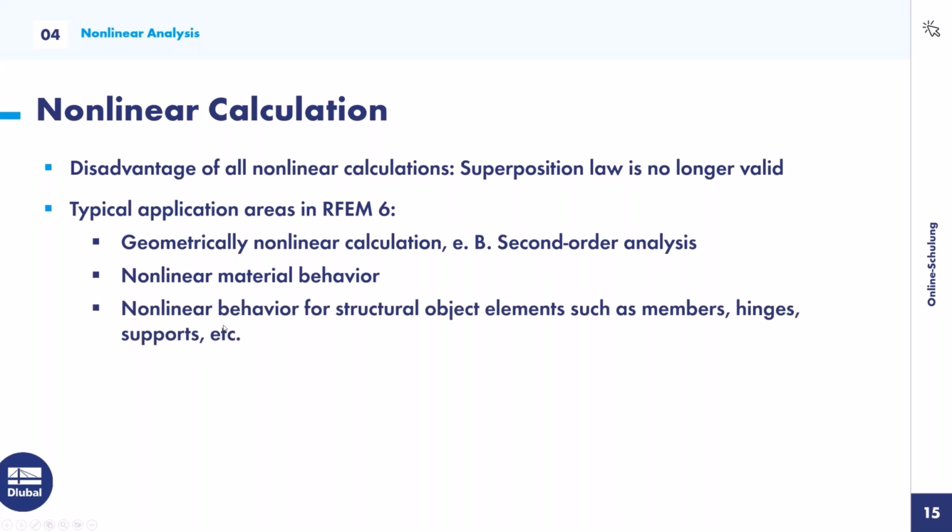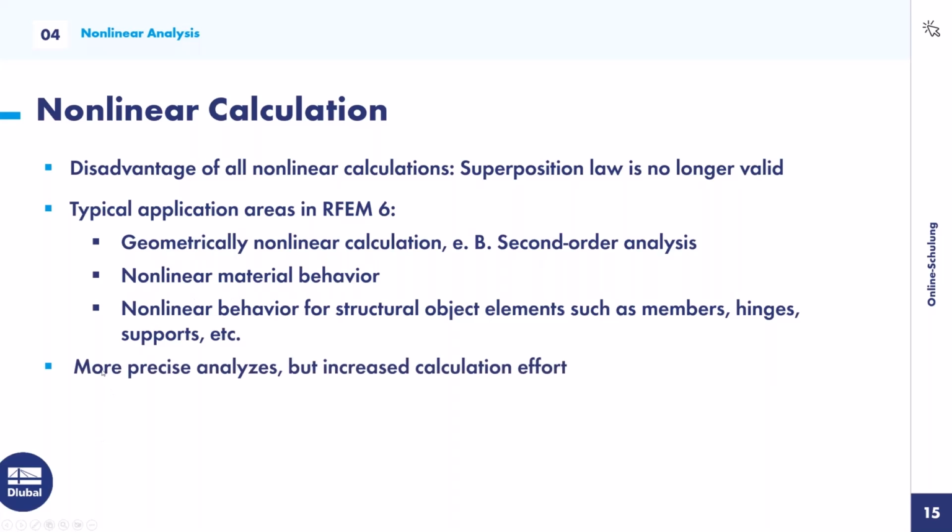Then there's also nonlinear behavior for objects, for example, for members, hinges, and supports. For supports, for example, you can imagine a foundation and the ground below. The ground can stop the foundation from falling down, but it can't stop it from flying away. It won't fly away in most cases, but maybe there's a hurricane, could be.